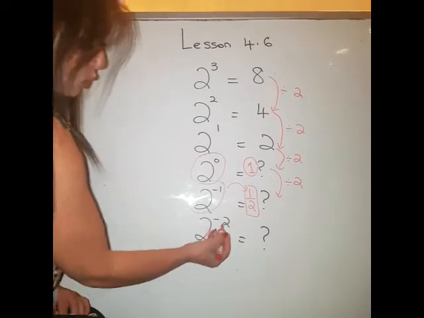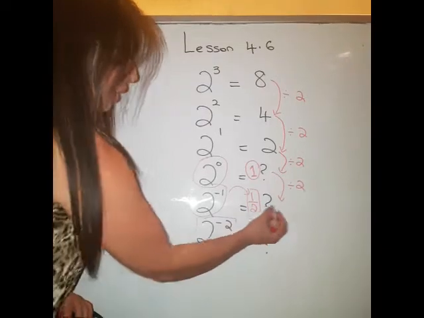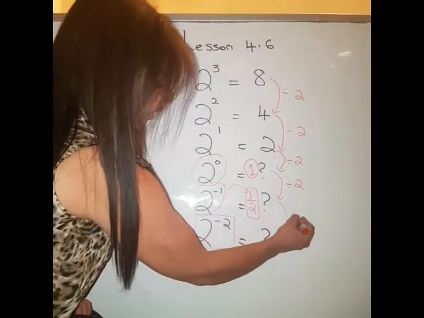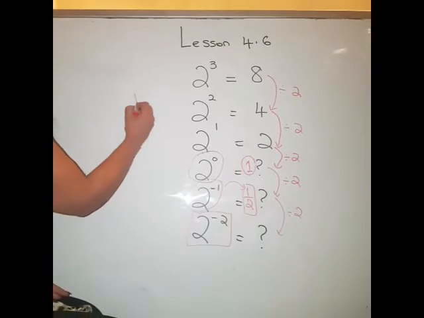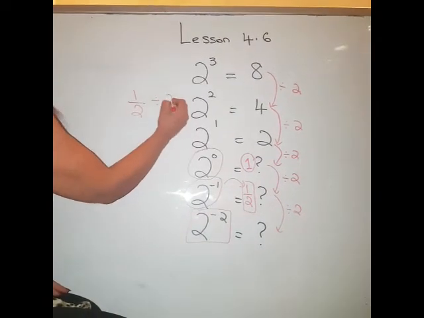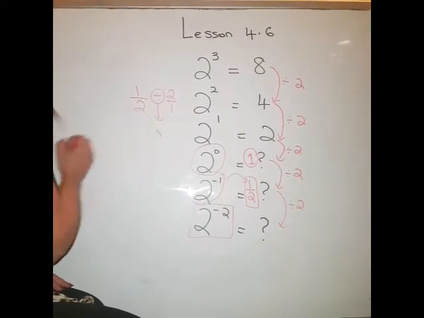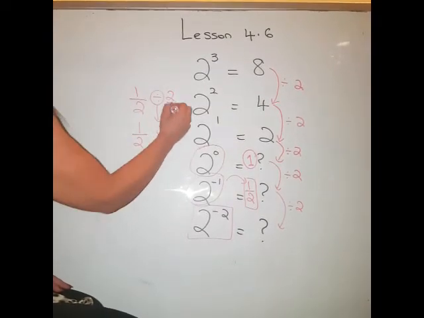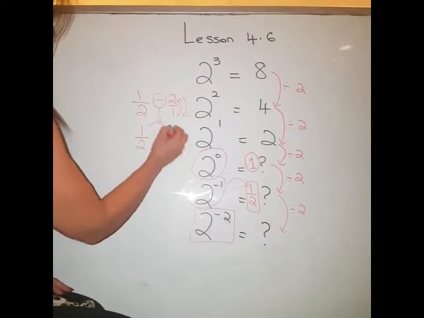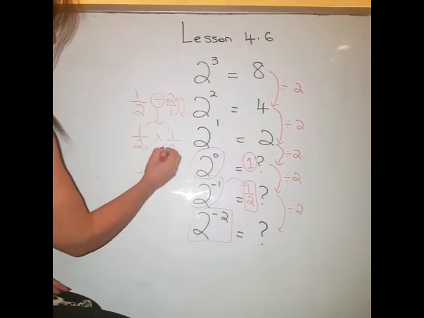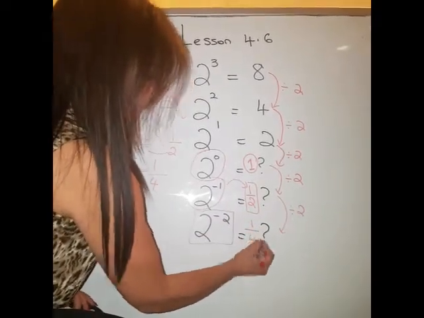And then I have 2 to the power of negative 2. What do I do? Again, I divide by 2. 1 over 2 divided by 2 over 1. I cannot divide fractions, so it becomes a multiplication: 1 over 2, and I flip the second fraction, times 1 over 2, which is equal to 1 over 2 times 2, which is 4. So my answer is 1 over 4.